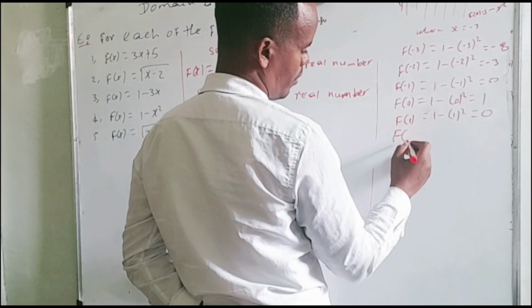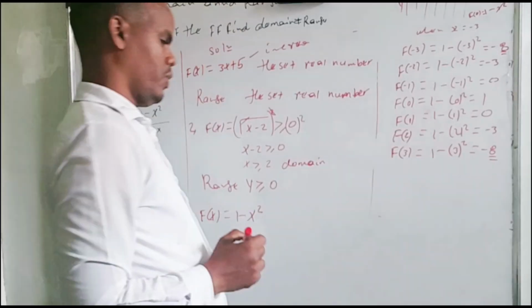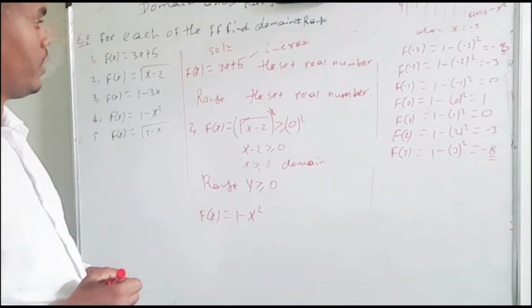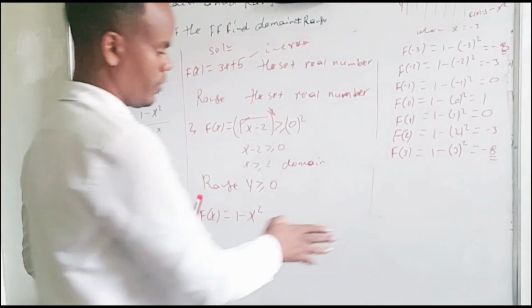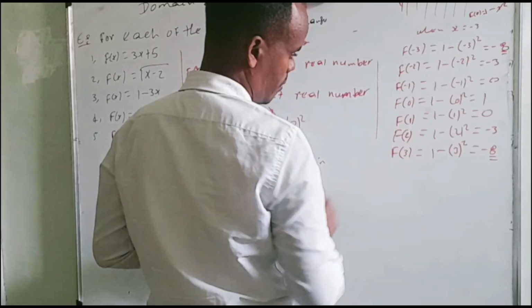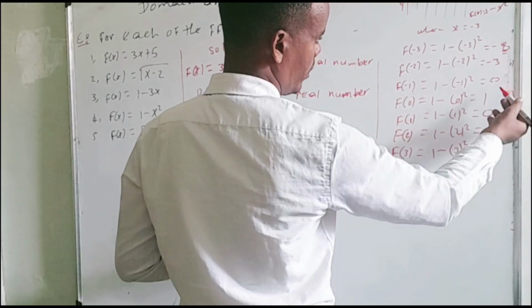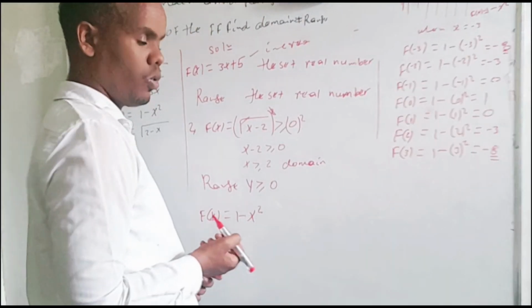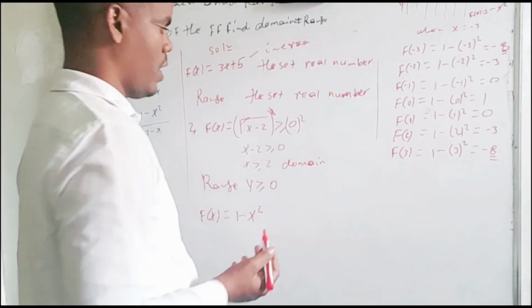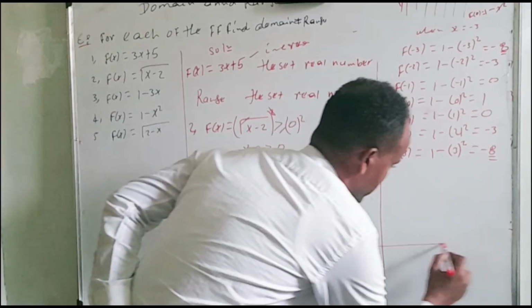f of 2 is equal to, so it indicates the graph will be a downward parabola. Here are minus 8, minus 8, minus 3, minus 3, 0, 0. This is the symmetric point, that is the turning point, or the vertex. Here is the y axis, and this one is the x axis.